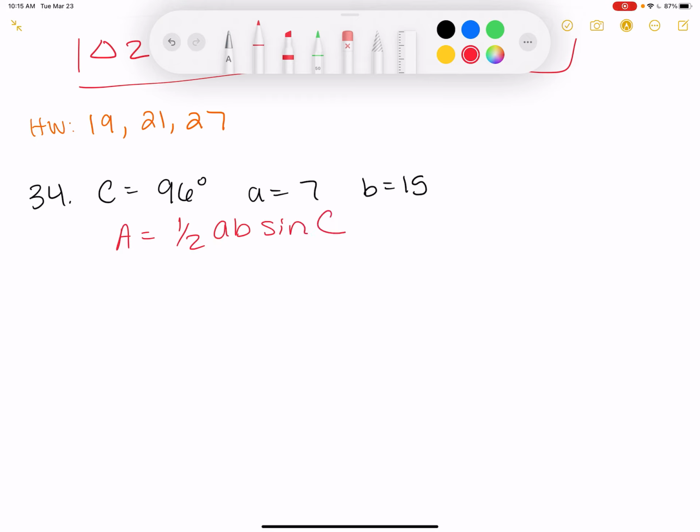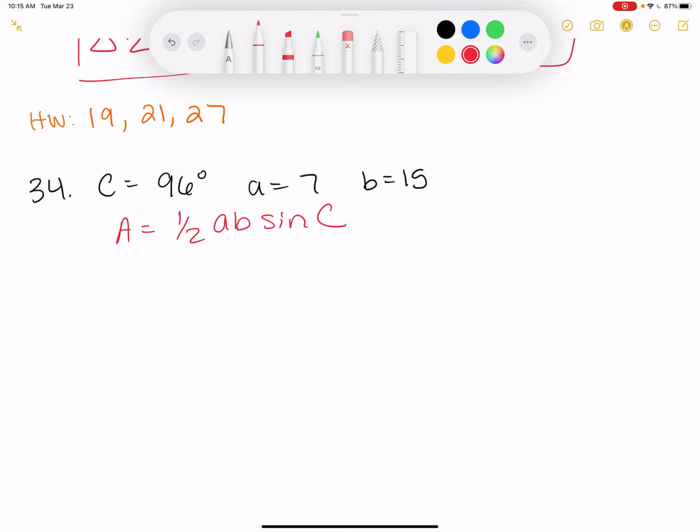AB sine C. Okay, so it's always 1/2. All right, homework problems now are going to be, and I just won't even go over this, 27, I don't know if I gave you that one yesterday, 31, 35, and 39.